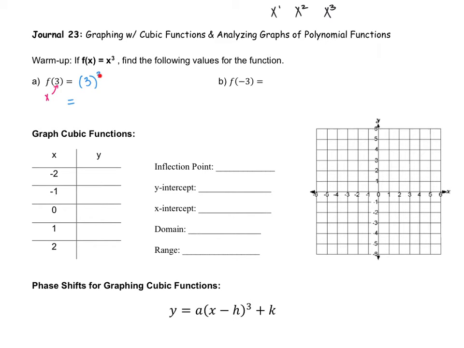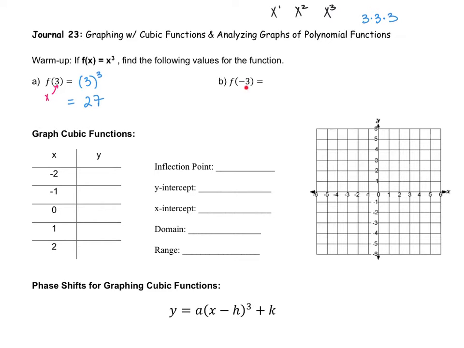3 to the third power is like saying 3 times 3 times 3. Well, 3 times 3 is 9. 9 times 3 is 27. So it looks like 3 to the third power is 27. And same thing with this one here.